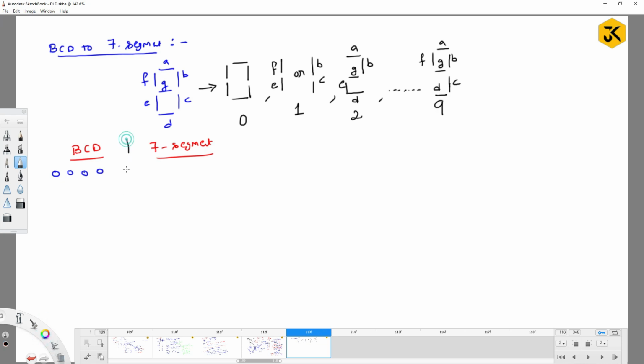Now, in order to get 0 as output, if you give the BCD number 0 as input, you have to get 0 as output, right? So if you want to get 0 as output, you have to activate A, B, C, D, E and F. Meaning you have to make all these location values 1, then I can get the corresponding number. Am I right or not?